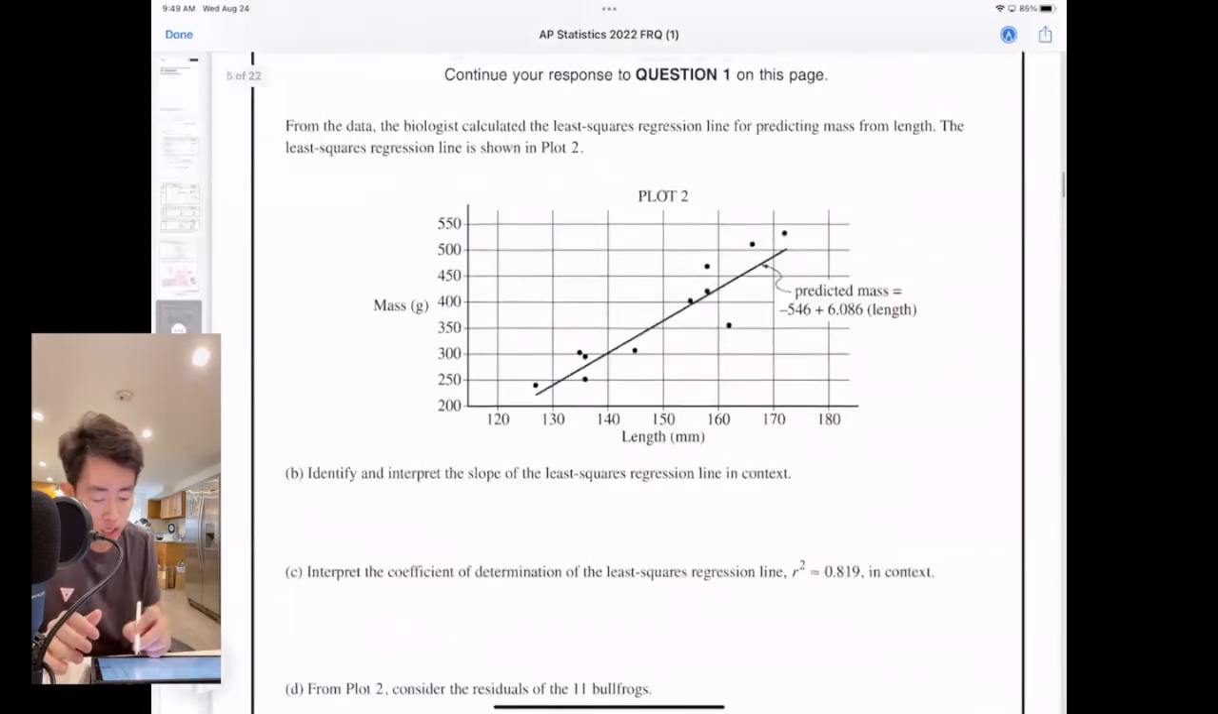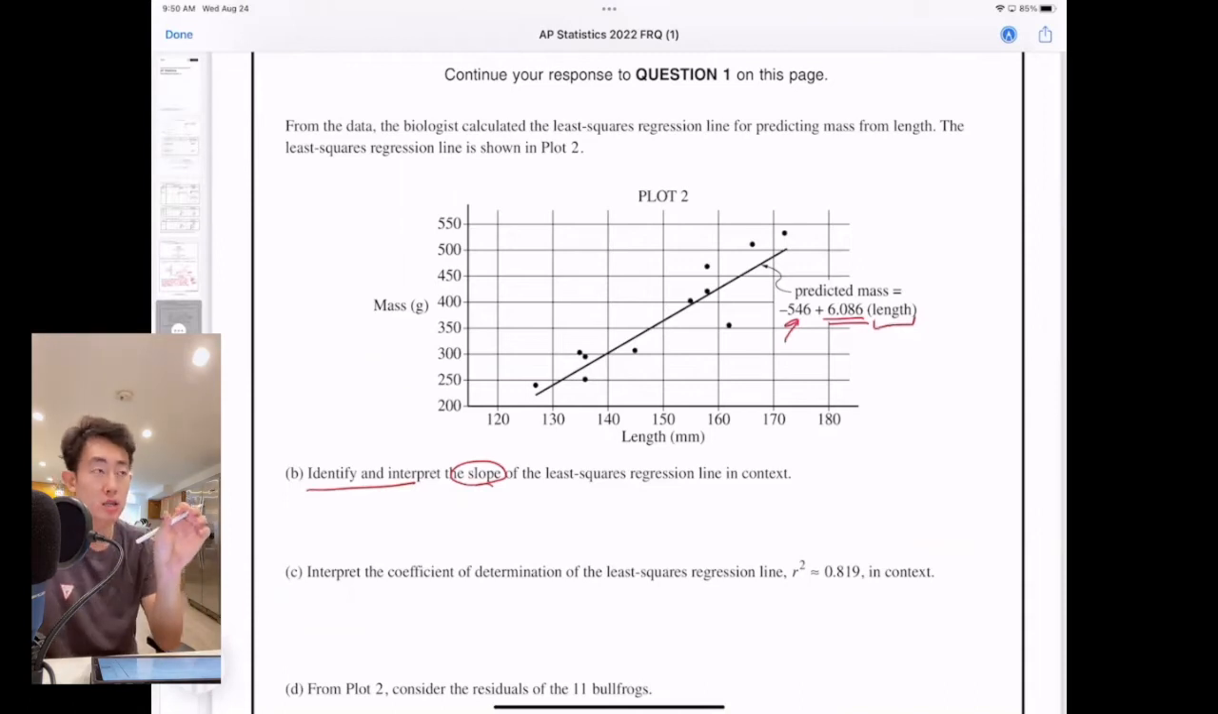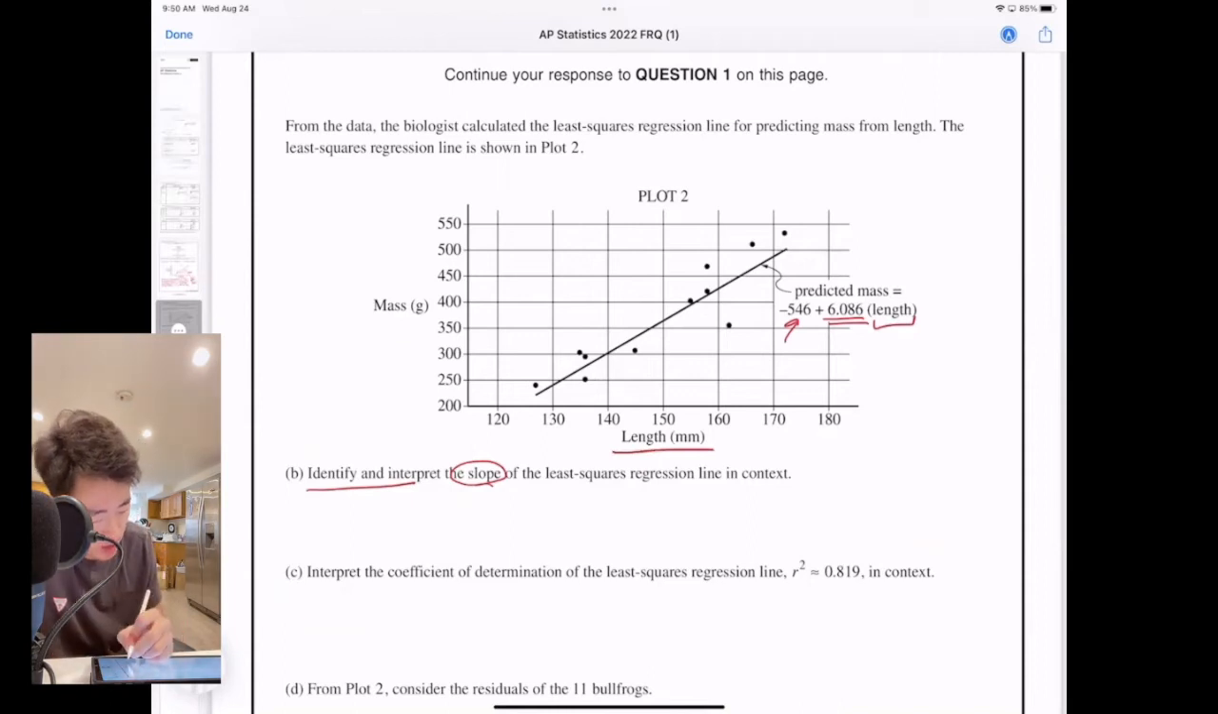Now for part B, identify and interpret the slope. Identifying the slope should be fairly simple. Here we have the equation with the y-intercept of -546 and the slope multiplied by length. It's always the number that's in front of the explanatory variable. So the slope is 6.086. Even in Algebra 1, slope always means rise over run, right?